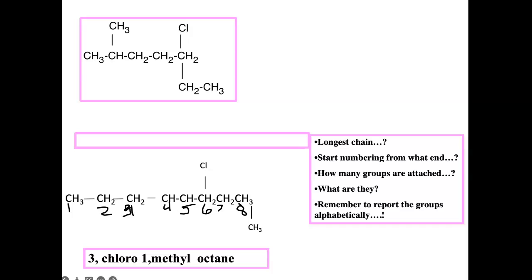And then we're going to decide which way to number it. We want our branch chains to have the lowest numbers. So obviously we don't want to number it from the left because that would give higher numbers than from the right. And so we're going to number this one from the right. So that's going to be 1, 2, 3. So this is going to be 3-chloro, 1-methyl, octane. We also put our branching groups in alphabetical order. See if you can do the one above. Longest chain, branching groups, number the carbons, put the groups in alphabetical order.